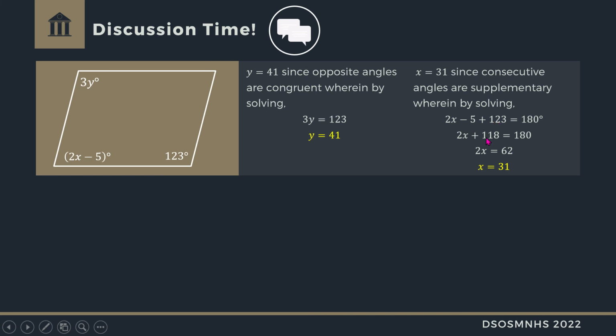That is exactly 118. Why 118, sir? Okay, positive 123 minus 5 is 118. Positive. Equals 180. We keep the 2x on the left side. Then, equals 62. It is obtained by subtracting 180 minus 118. So the 118, when moved over here, becomes minus 118. 180 minus 118 is exactly 62.